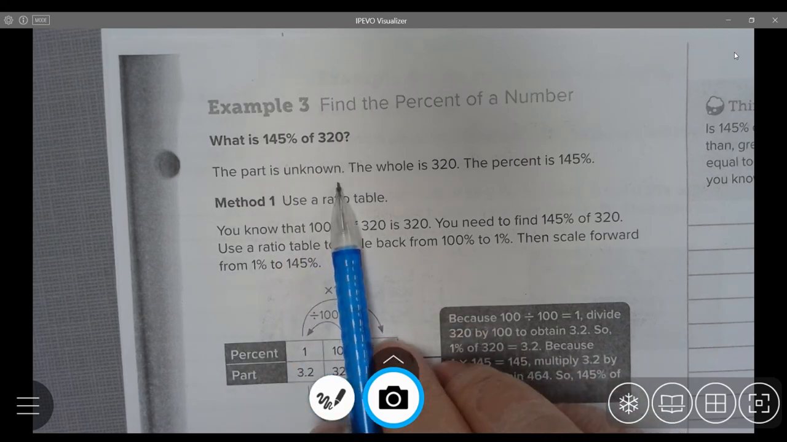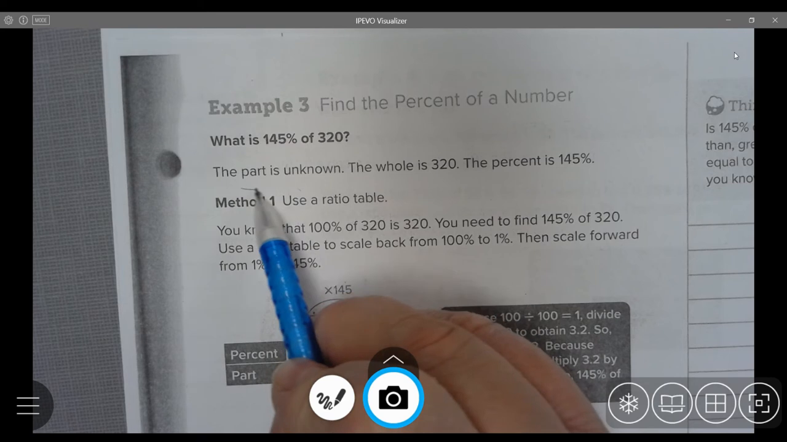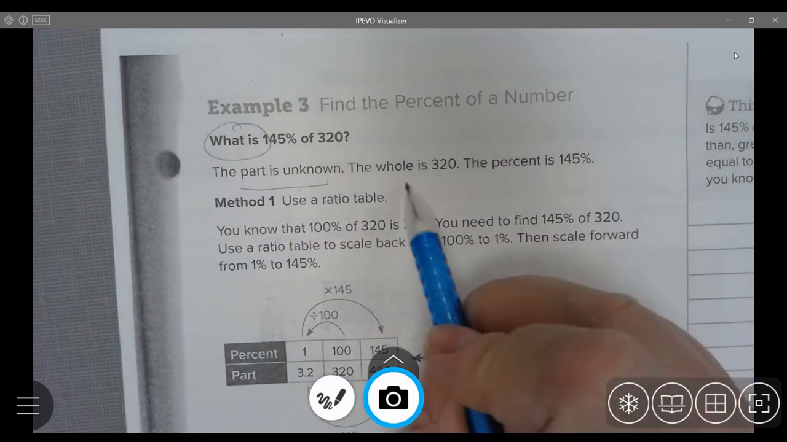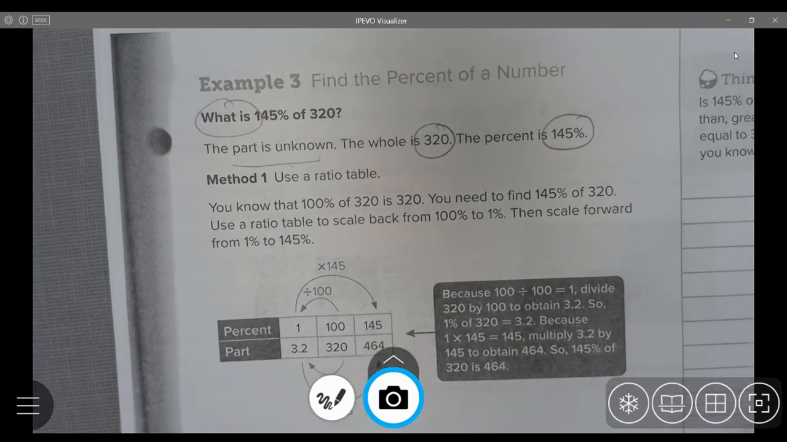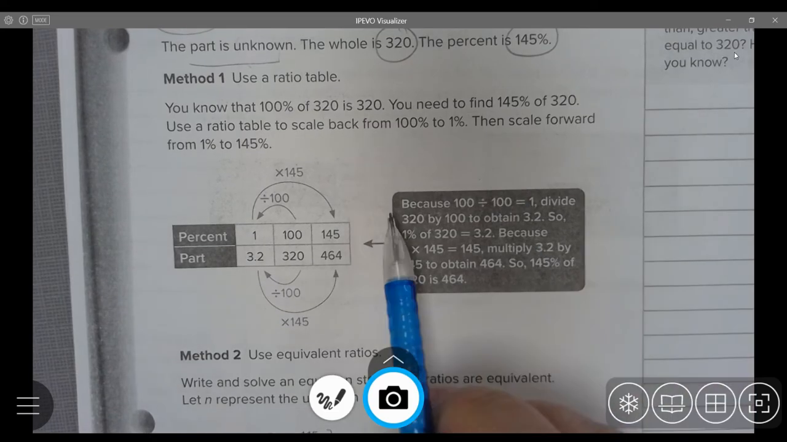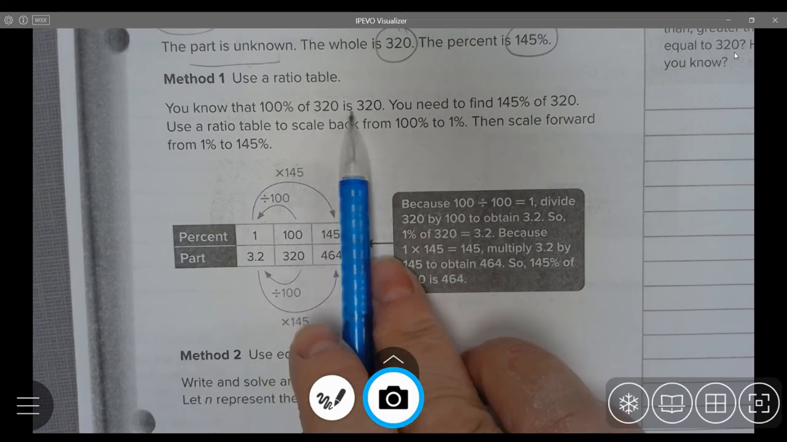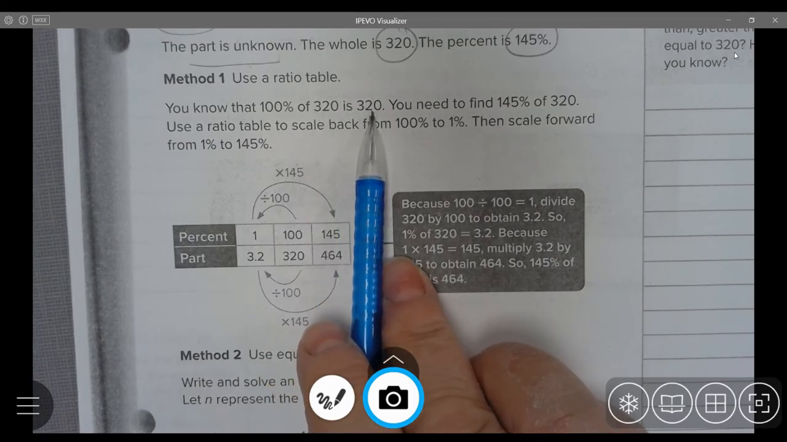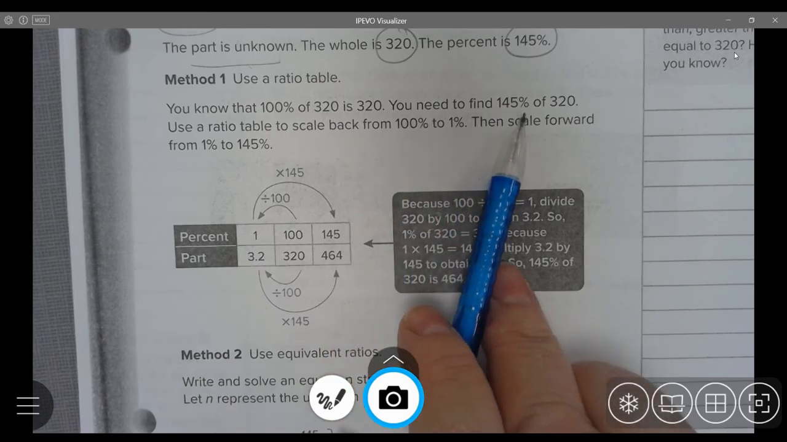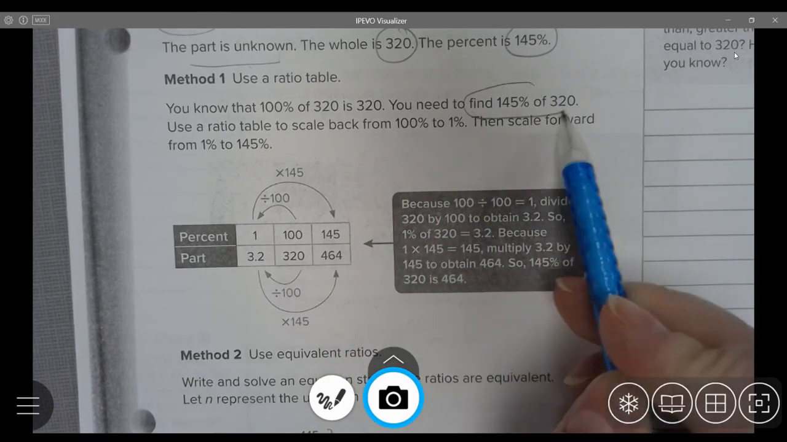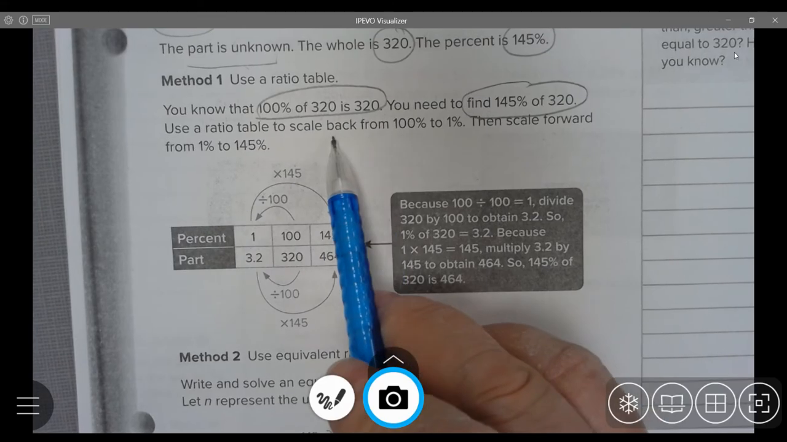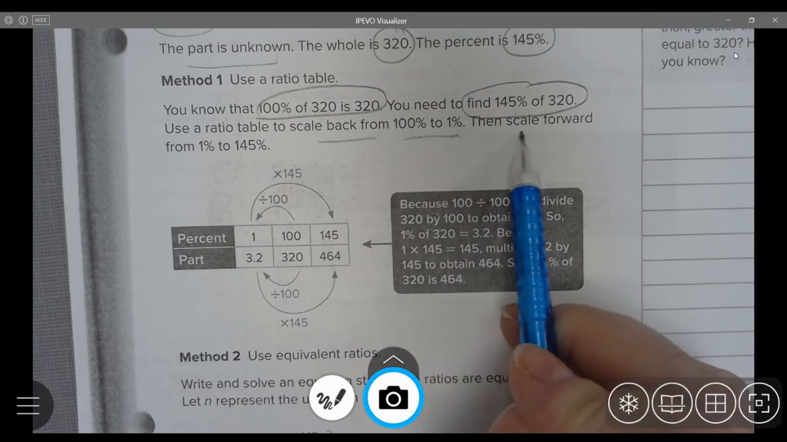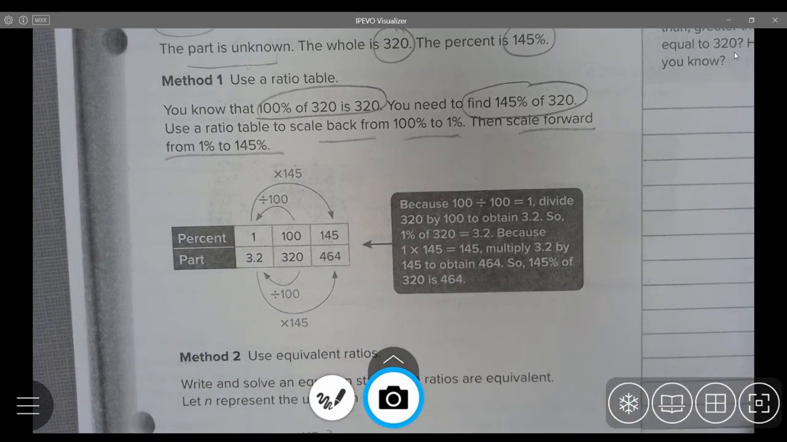The part is unknown because we're not sure. That's the "what is." The whole is 320. The percent is 145. Use a ratio table. You know that 100% of 320 is 320. That means all of 320 is 320. You need to find 145% of 320. Use a ratio table to scale back from 100 to 1% and then scale forward to 145.